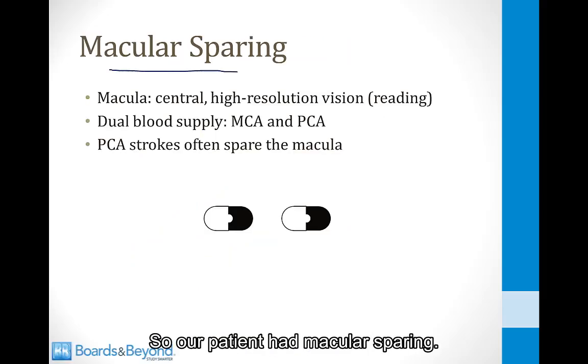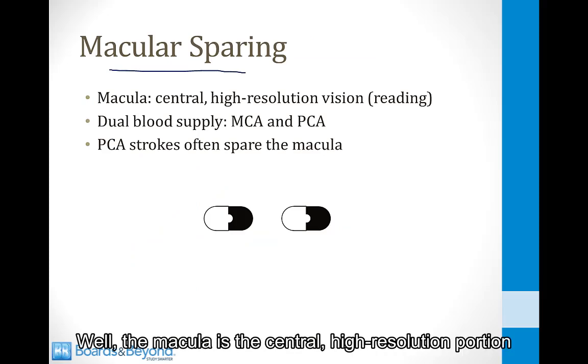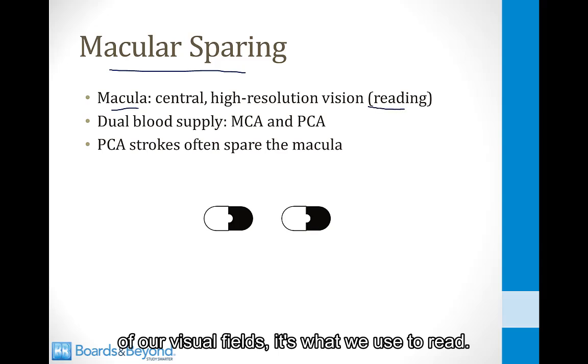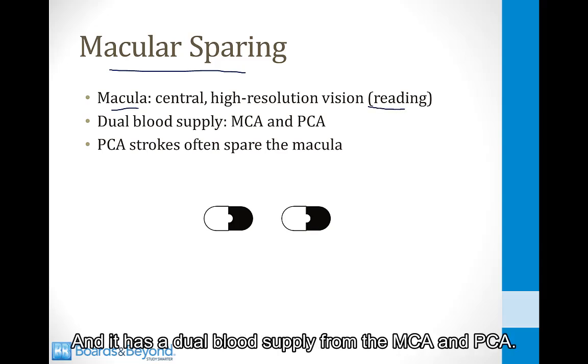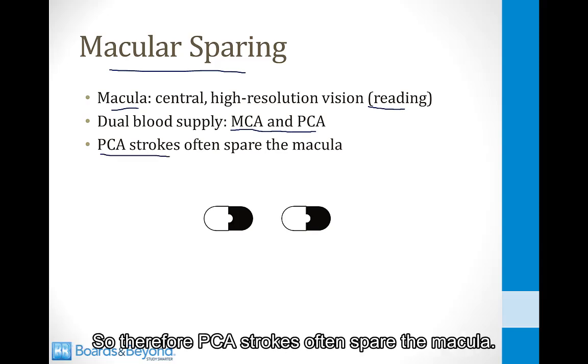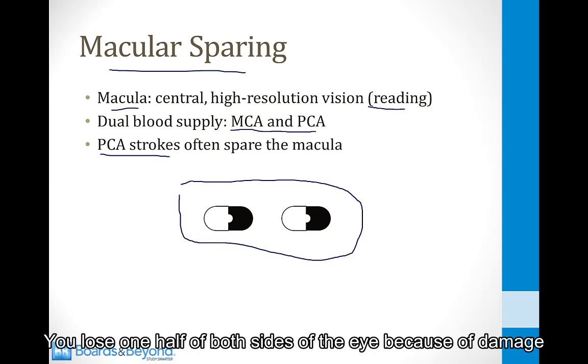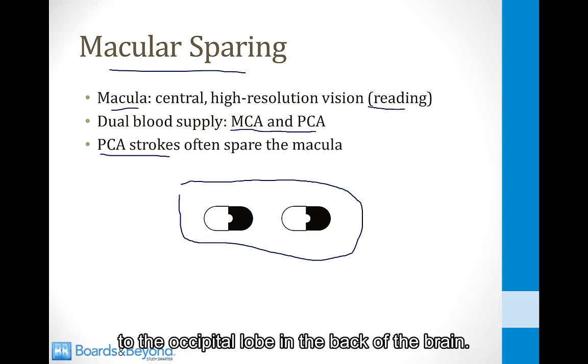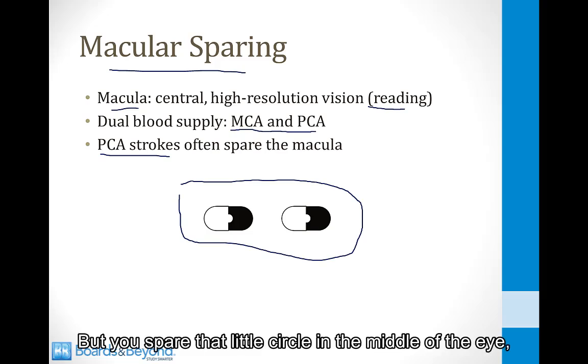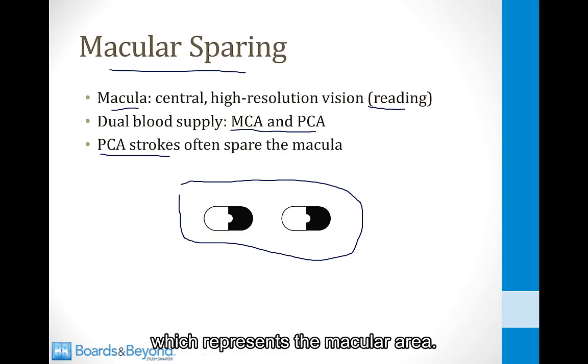So our patient had macular sparing. So what does that mean? Well, the macula is the central high-resolution portion of our visual fields. It's what we use to read. And it has a dual blood supply from the MCA and PCA. So therefore, PCA strokes often spare the macula. So what you get are the visual fields I've shown below. You lose half of both sides of the visual field because of damage to the occipital lobe in the back of the brain, but you spare that little circle in the middle, which represents the macular area.